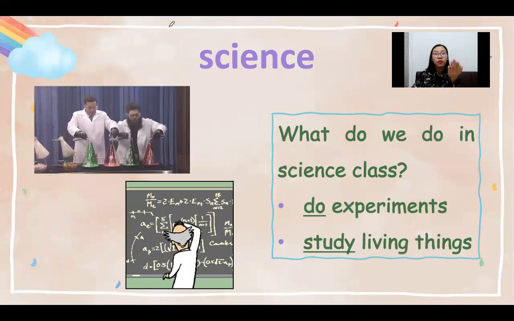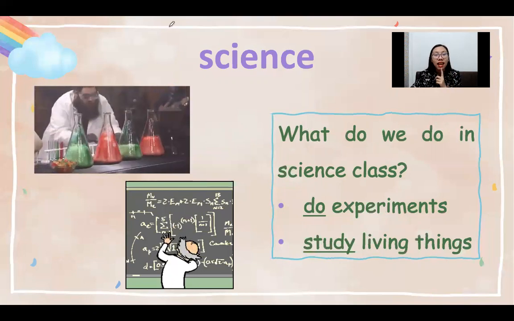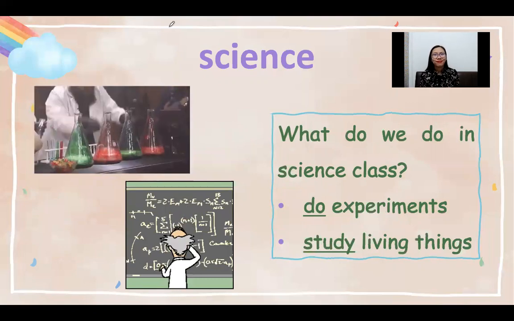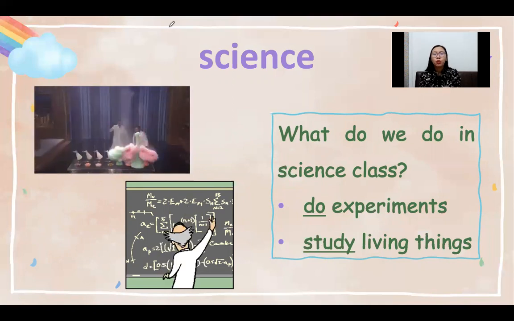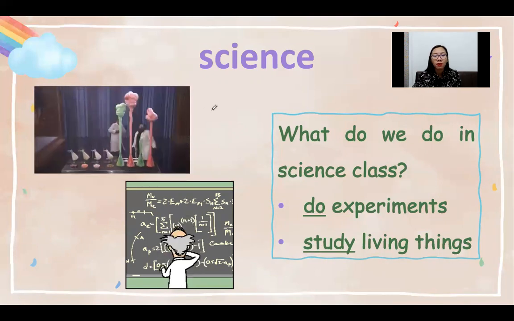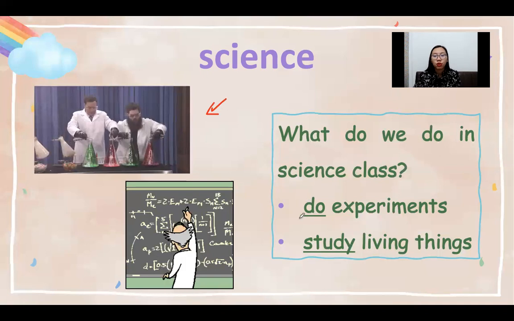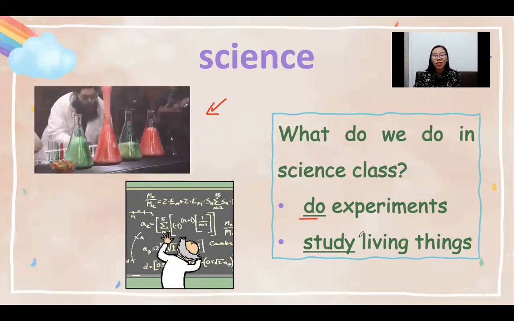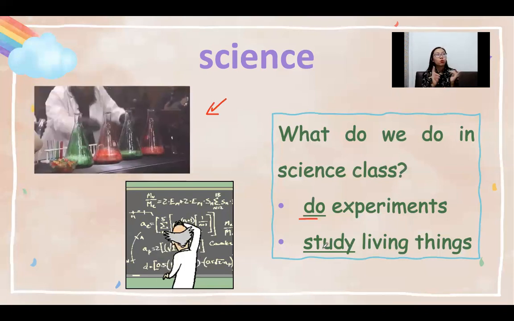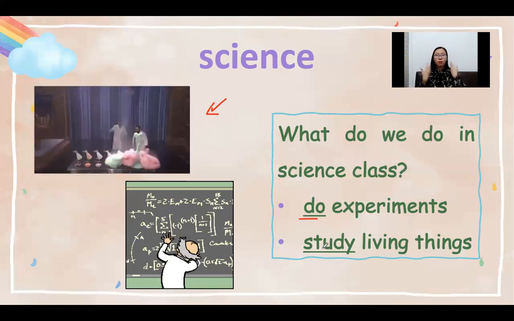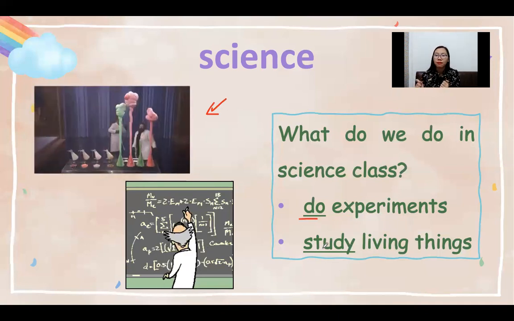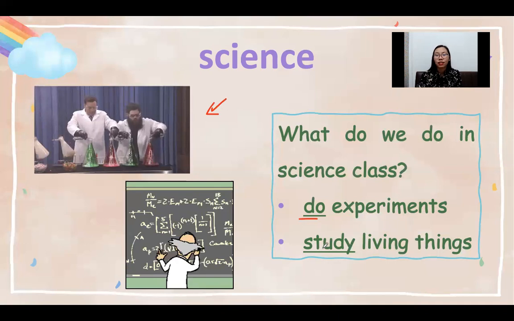Okay, next one is science. Okay, science. What is science? What do we do in science class? We do experiments like this, right? We do experiments and we study living things. Trees, the human body, animals. We study living things, okay?